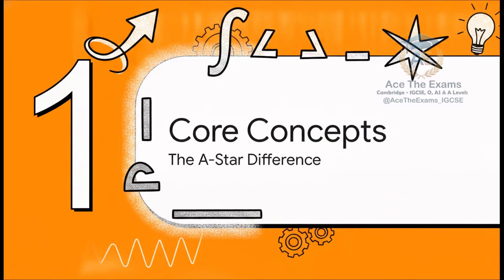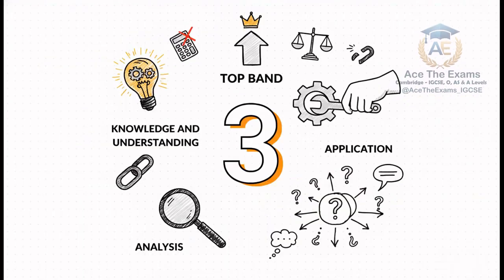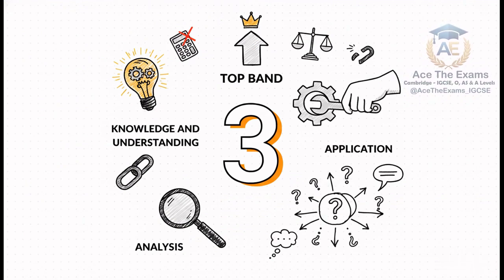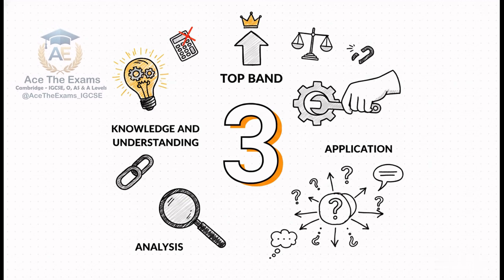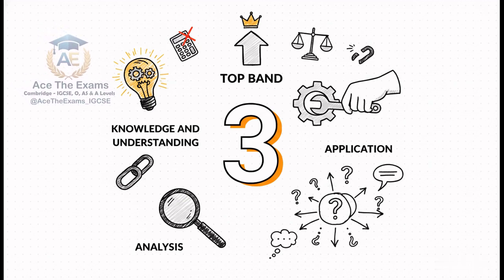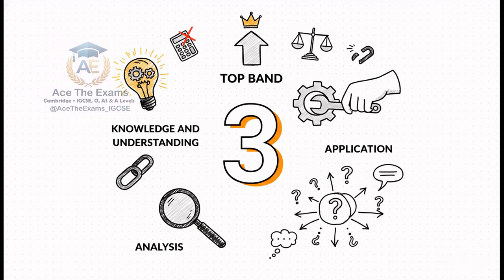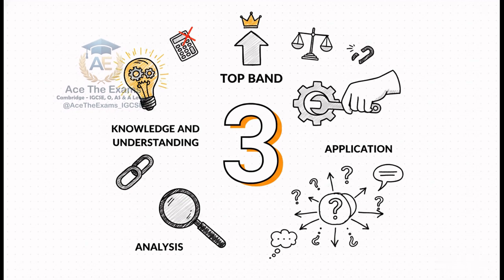Section 1. Core concepts, the A-star difference. According to the syllabus, the assessment objectives target exactly 3 distinct cognitive domains, just 3. We're talking about knowledge and understanding, application, and analysis. To reach that elite top band, you absolutely have to hit all 3. You really can't just memorize formulas and expect to win. You've got to evaluate evidence quality, identify limitations, and crucially recognize the underlying assumptions you're making.